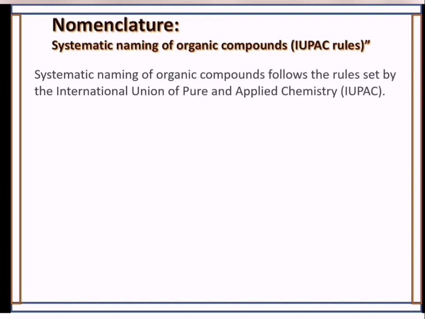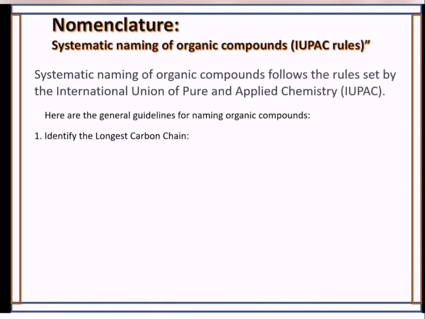Let's look at the general guidelines for naming organic compounds. The first one is identify the longest carbon chain. Determine the longest continuous chain of carbon atoms, which serves as the parent chain. This chain forms the basis for naming the compound.